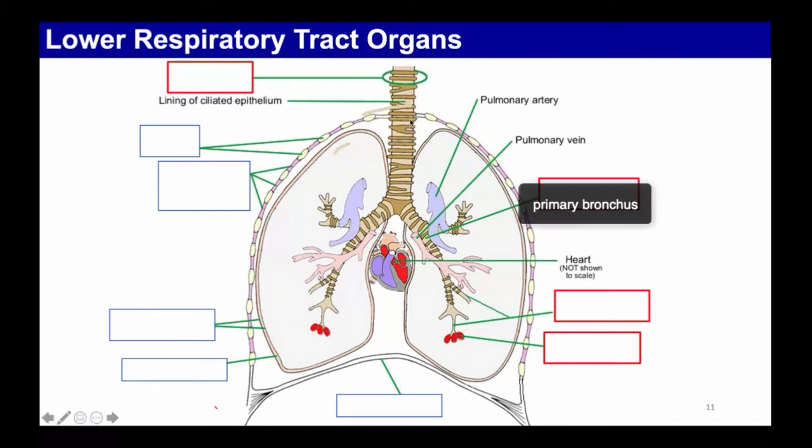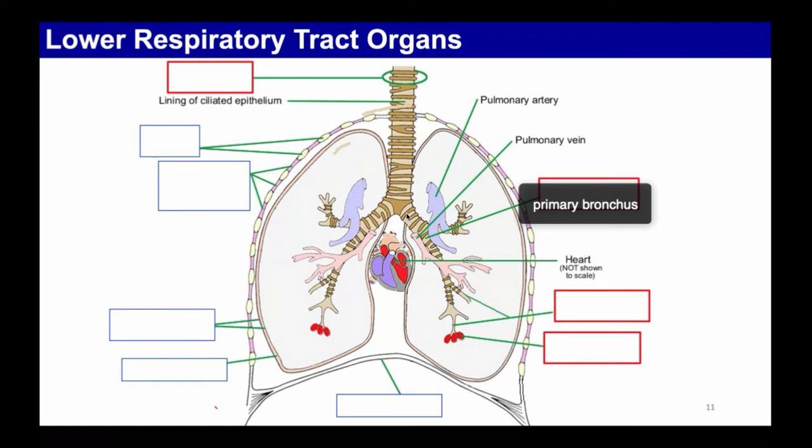So from the trachea, the trachea splits into two, and those two initial split, those are called the main bronchi or primary bronchi. So bronchi is plural, bronchus is singular.